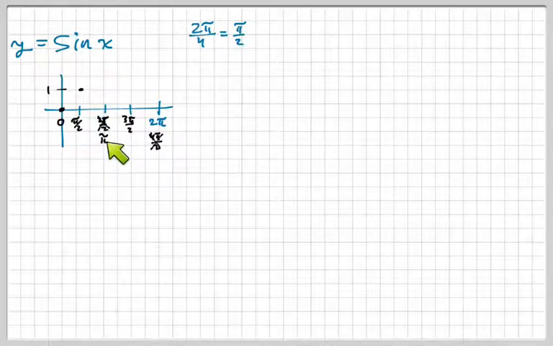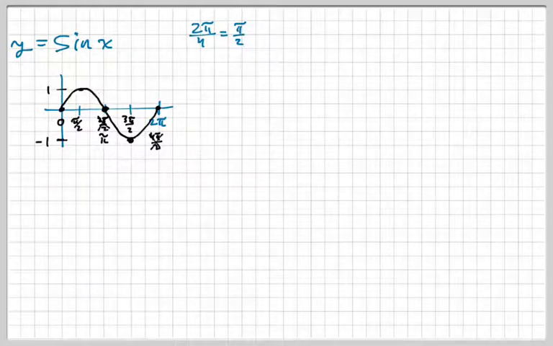And then we're going to hop over to pi. That's halfway around our circle. What is the y coordinate for that one? 0. And then what about for 3 pi over 2? -1. So we're going to put a dot right there. And then 2 pi, what's the y value? Back to 0. So there you have it. There is your sine function.